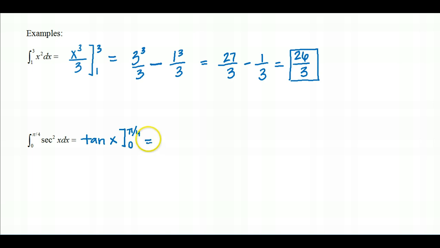And now we need to substitute in the top limit of integration first, the upper one. So tangent pi over 4. And then we subtract, plugging in the lower limit of integration, tangent 0. And now we evaluate. Using our knowledge of trig functions, we know tangent pi over 4 is 1 and tangent 0 is 0. So the answer here is 1. So the area bound by the curve secant squared x on the interval from 0 to pi over 4 is exactly 1.